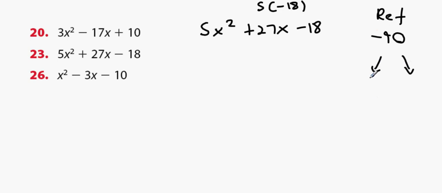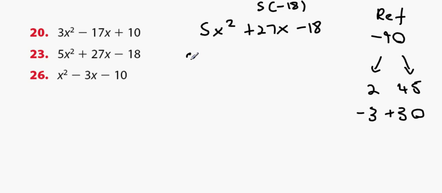So just break up 90 into 2 by 45. It's too big. Let's go smaller. 3 and 30. 3 and 30 will work nicely. Now remember, it's a minus number, so one of them has to be minus and one of them has to be plus. So we want plus 30 minus 3. That will give us plus 27x.